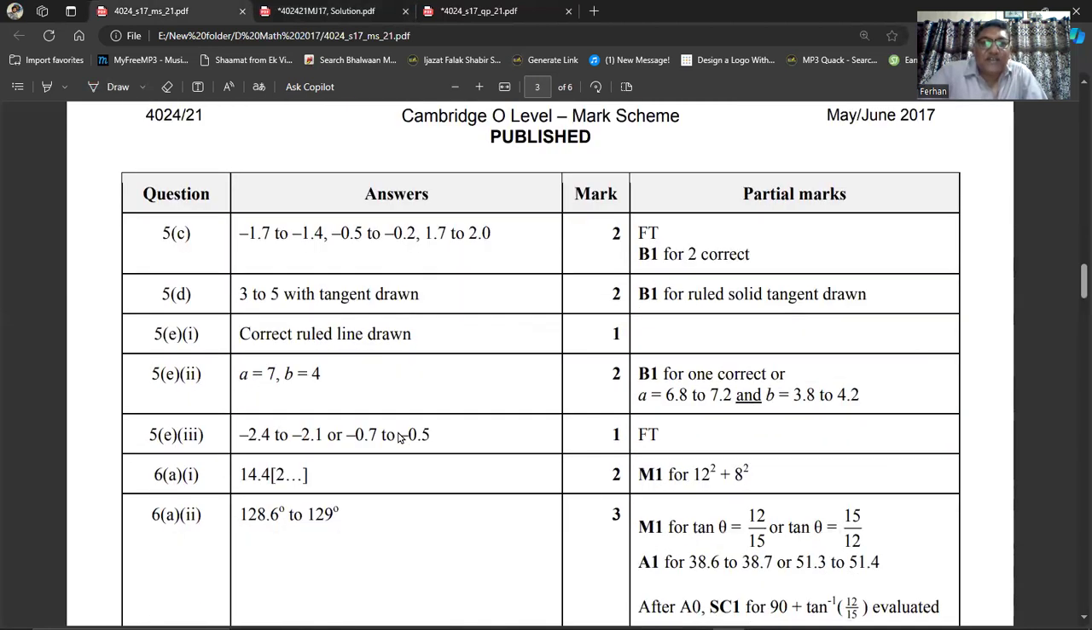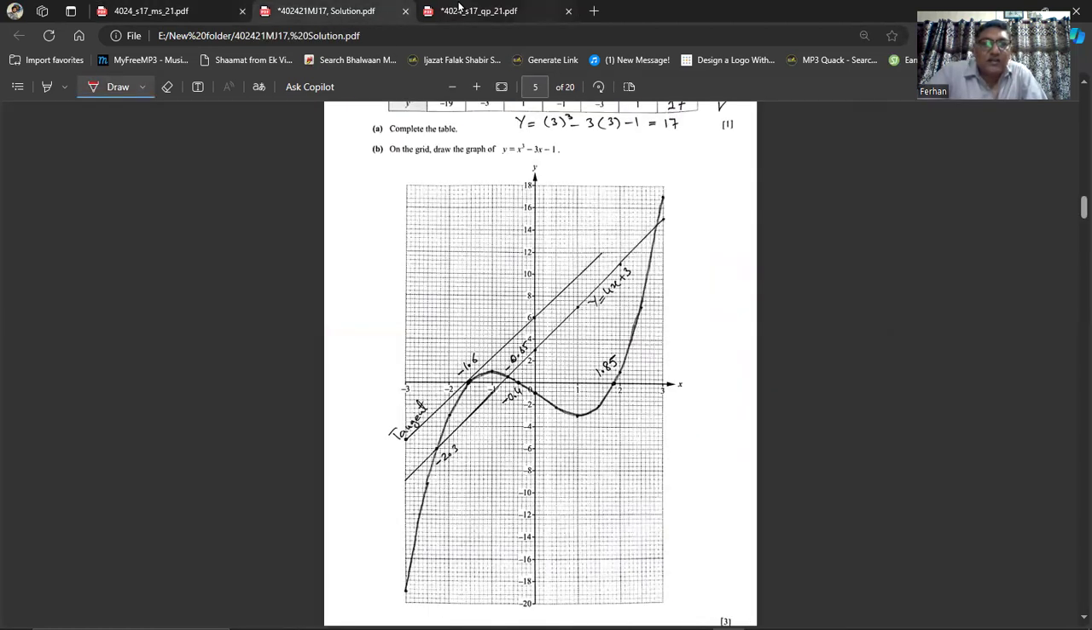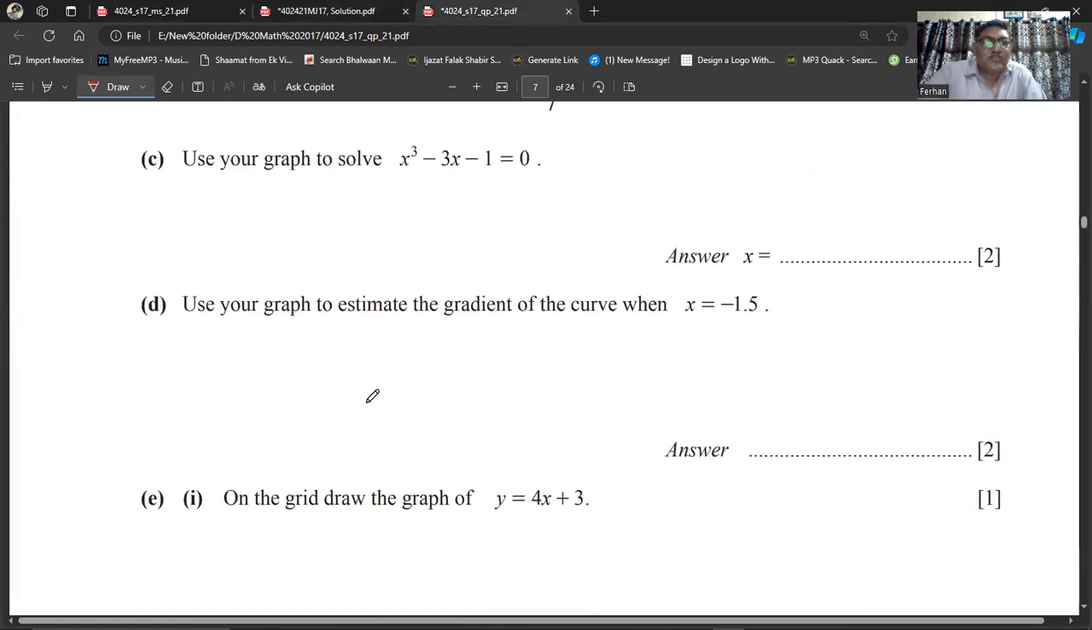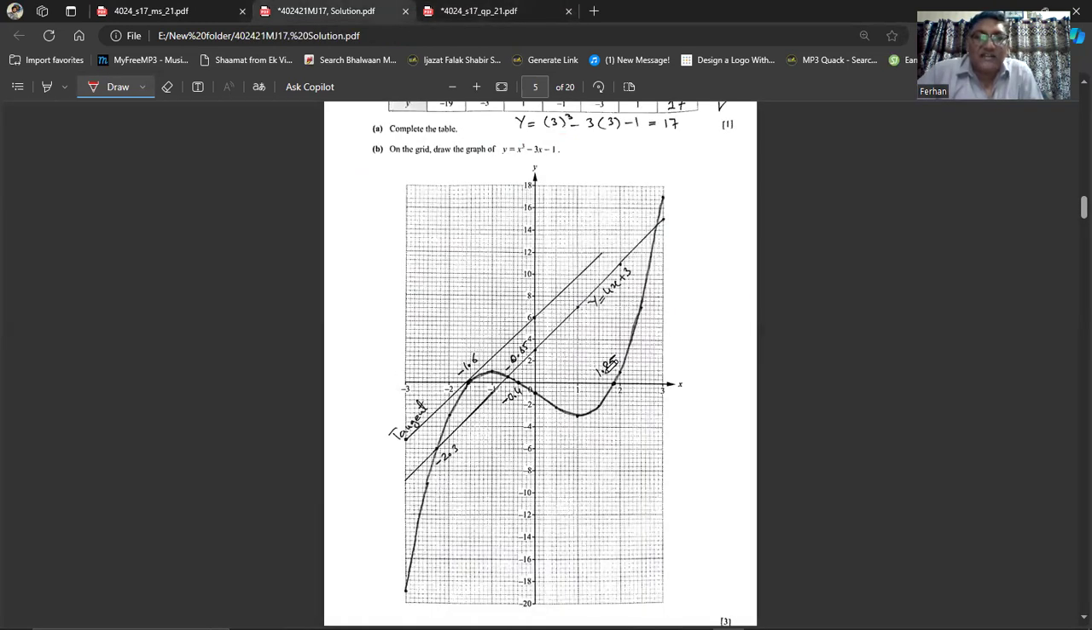Okay, so once we are done with this, then we have questions on it. The first question coming up on your screen says, use your graph to solve x cubed minus 3x minus 1 equals 0. This is the main equation of that curve. Suppose whatever is here is equal to y. So y equals 0, you will draw this line. This line is already here. This line is called y equals 0.